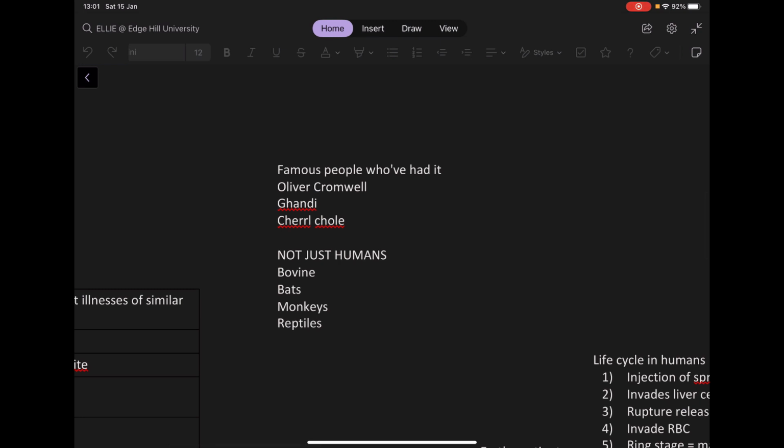Quite a lot of people, as I mentioned, are affected by malaria. Just a couple of famous people who've had it were Oliver Cromwell, Gandhi and Cheryl Cole, or Cheryl, whatever her last name is. Just Cheryl, I assume it is now. But it's not just humans that are affected. There are bovine forms of malaria. It can infect bats, monkeys and reptiles.